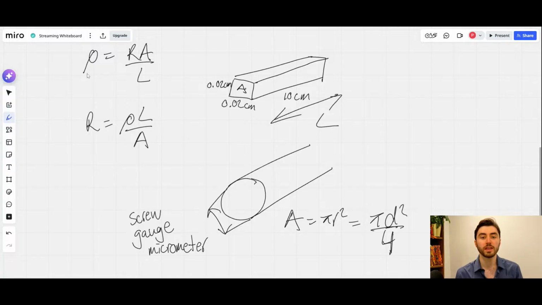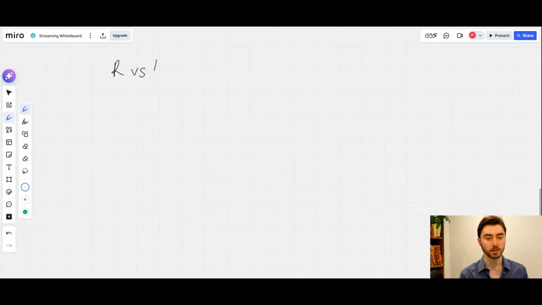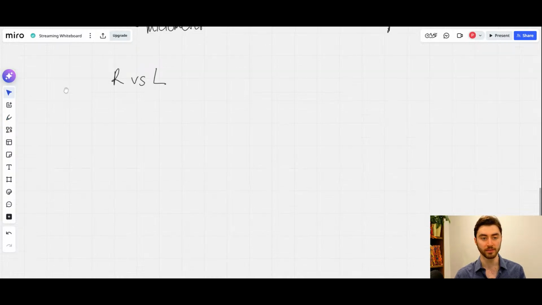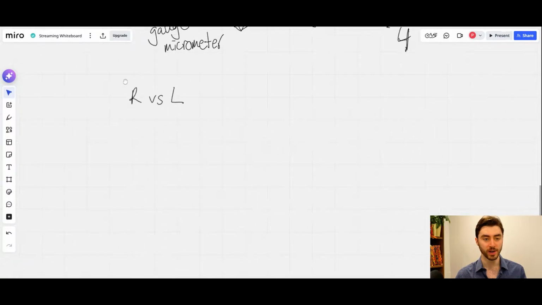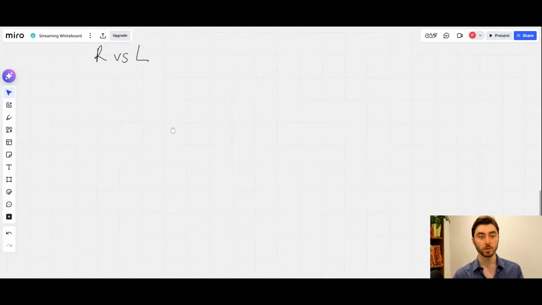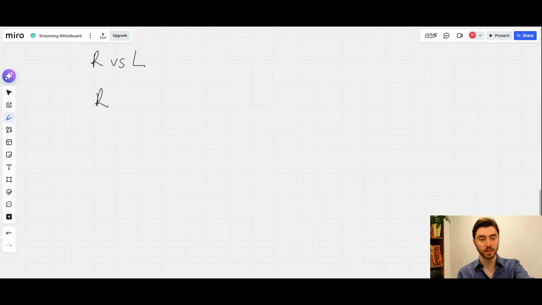Now, we can also think about how you would do this experiment in practice. How would I find rho? Well, what you can do is set up an experiment where you measure an R versus L graph. So we know that R is equal to rho L over A. With any experimental physics question, the goal is to get the model in the form of a straight line, which you can then plot.